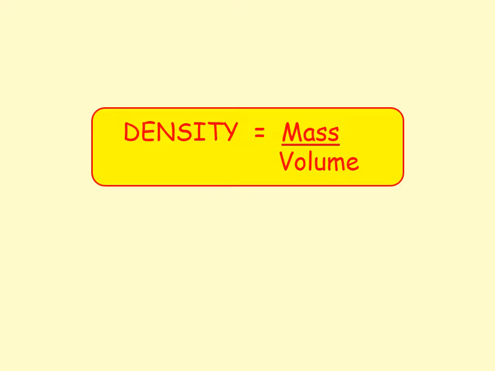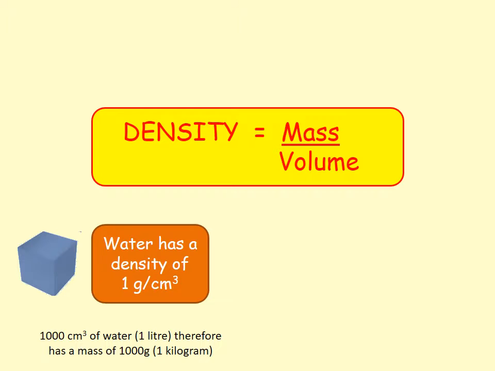So what does this actually mean? Well, density is the mass of an object divided by the volume of an object. Water has a density, at least at room temperature and pressure, of 1 gram per centimeter cubed. So therefore, 1,000 centimeters cubed, or 1 liter of water, is going to have a mass of 1,000 grams, or 1 kilogram.